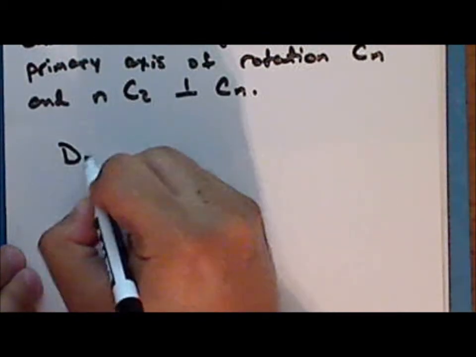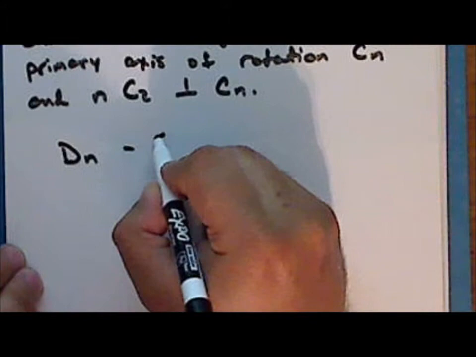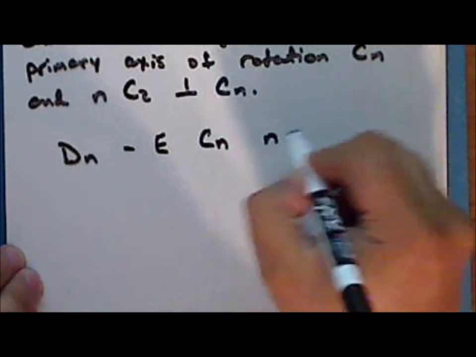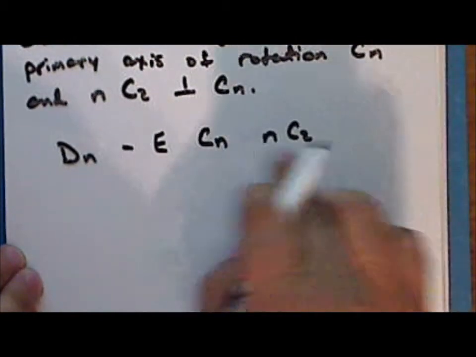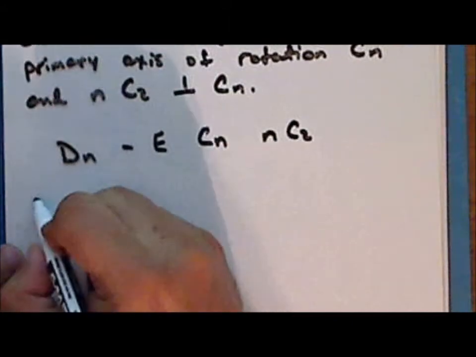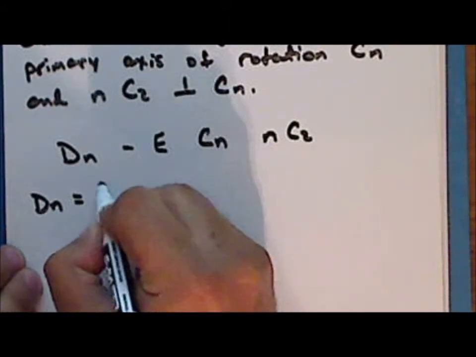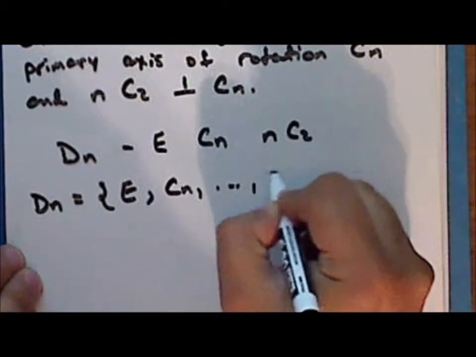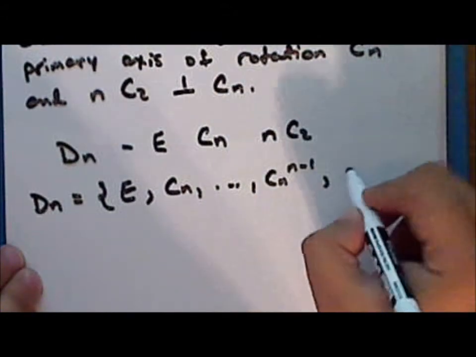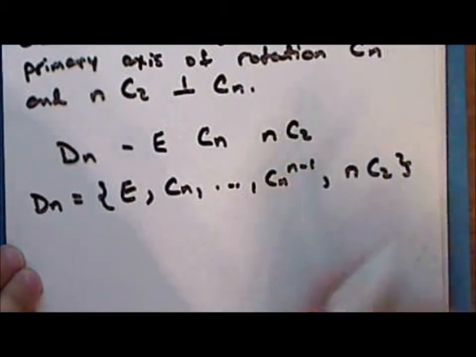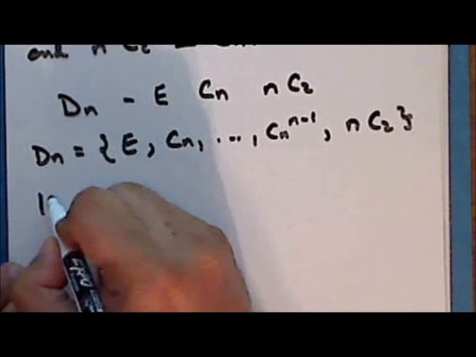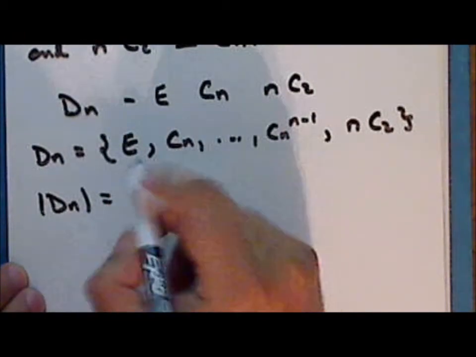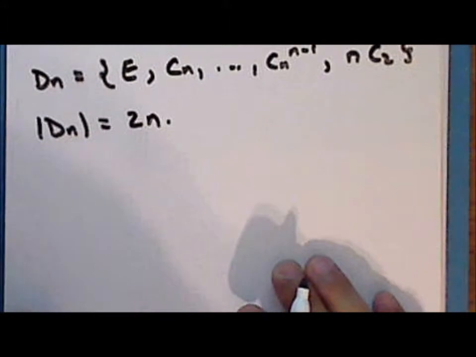So for the D_n point group, we have the identity, a C_n axis, and n C2 axes perpendicular to the C_n axis. And so the D_n point group contains the identity, C_n through C_n to the power of n minus 1, and n C2 axes, so that the order of the D_n group is 2n.